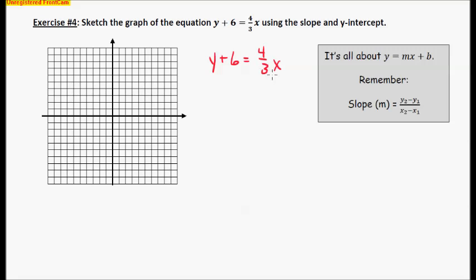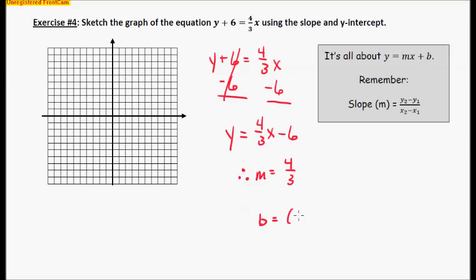Okay, this one's a little different because the x is already on the right-hand side of the equation. All I have to do is move this 6 to the other side of the equation. Actually, this one's a little shorter than the last two. So we take away 6. That goes away. I got y over here, and this is just 4/3 x minus 6. So there, it's in y equals mx plus b form already. That means my slope is 4/3, and that's a positive, and my y-intercept is 0, comma negative 6.